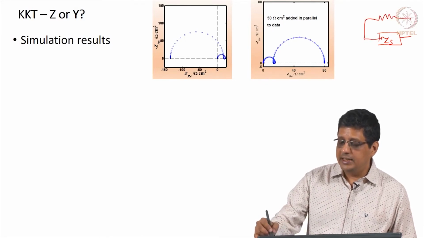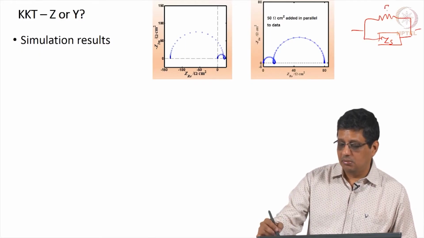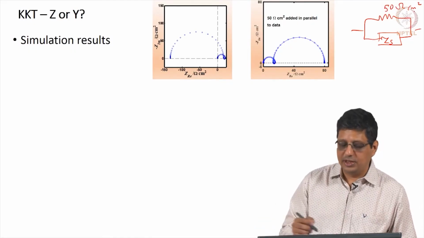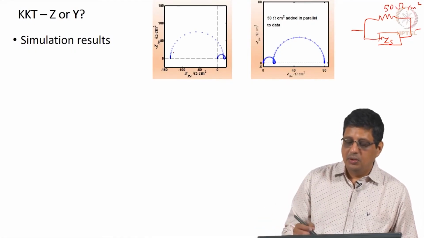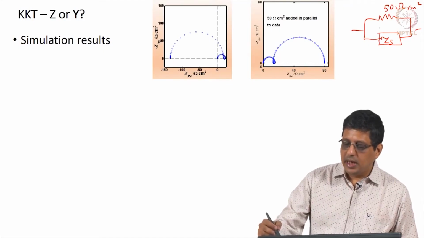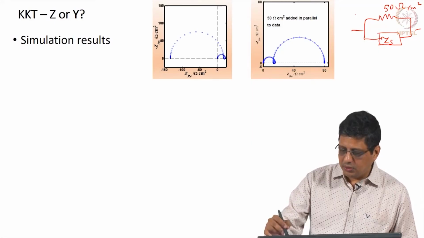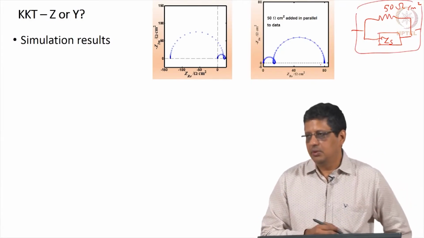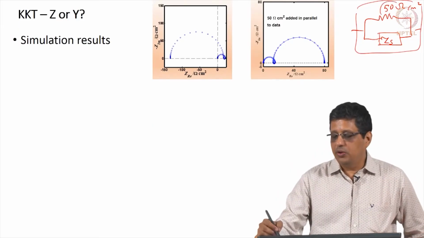Now, if I add a resistance in parallel to this, because the units are ohm centimeter square, I am going to say 50 ohm centimeter square. What would happen is I can get the impedance of the total system here, and that would come to the right side. I will have to choose this carefully. Why do I choose 50 ohm?